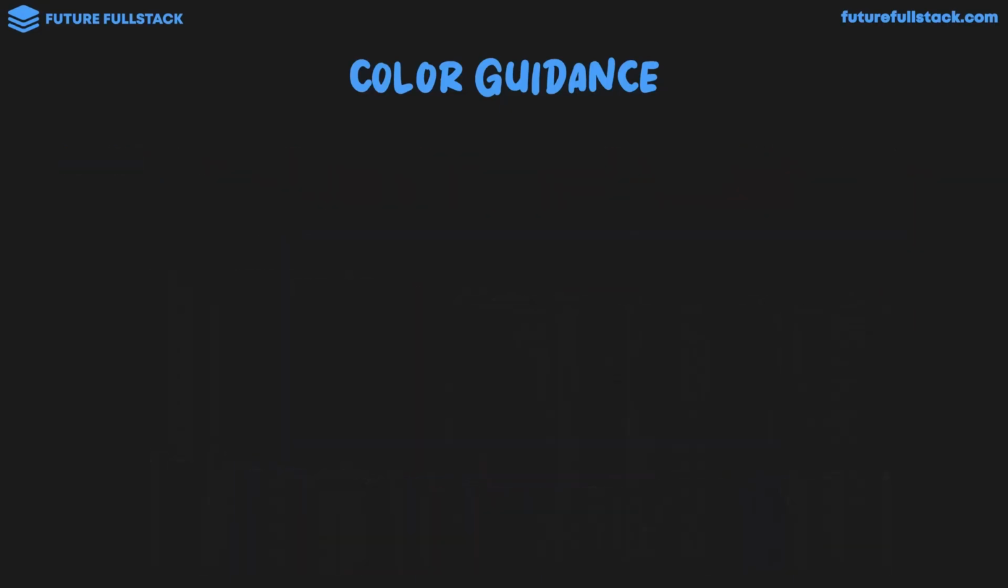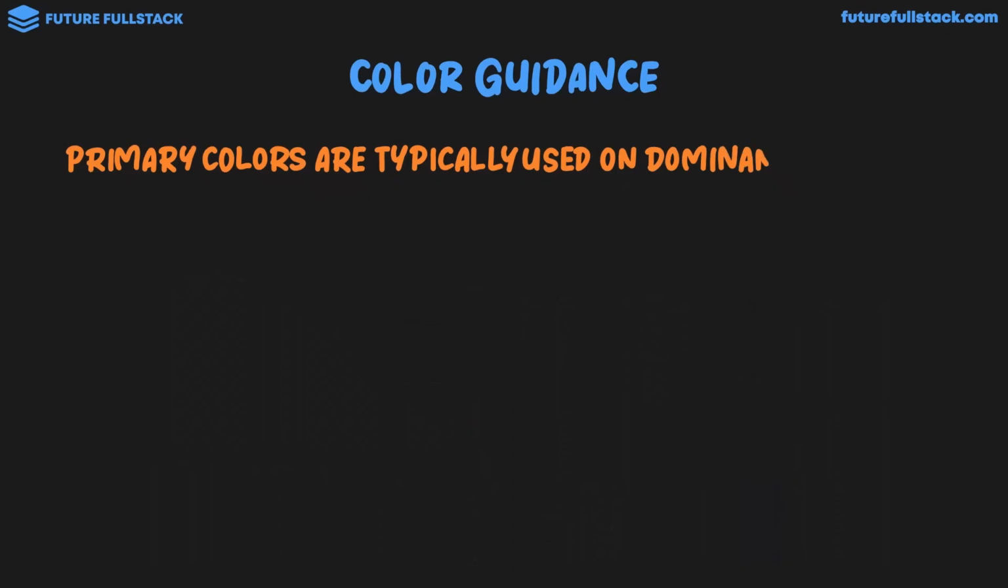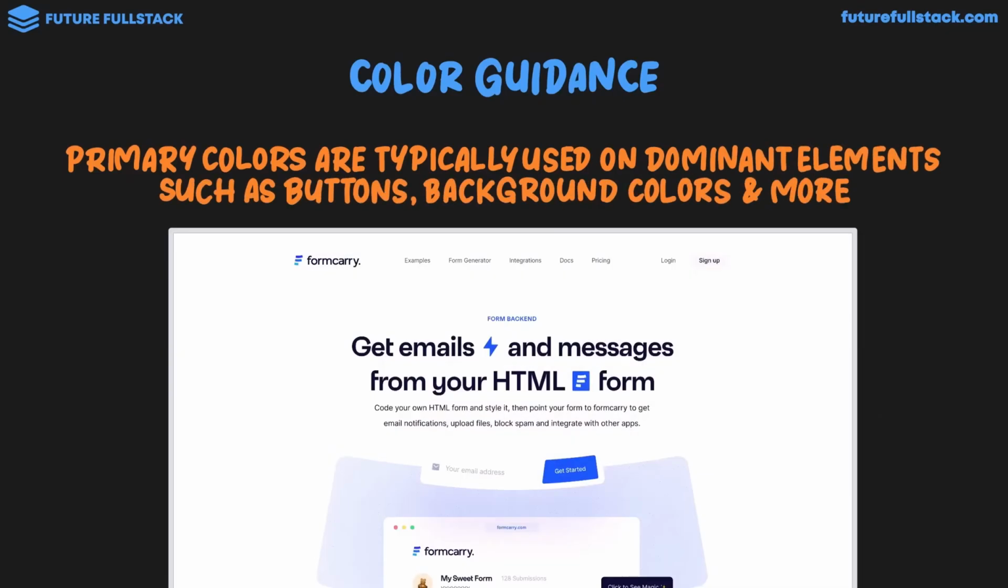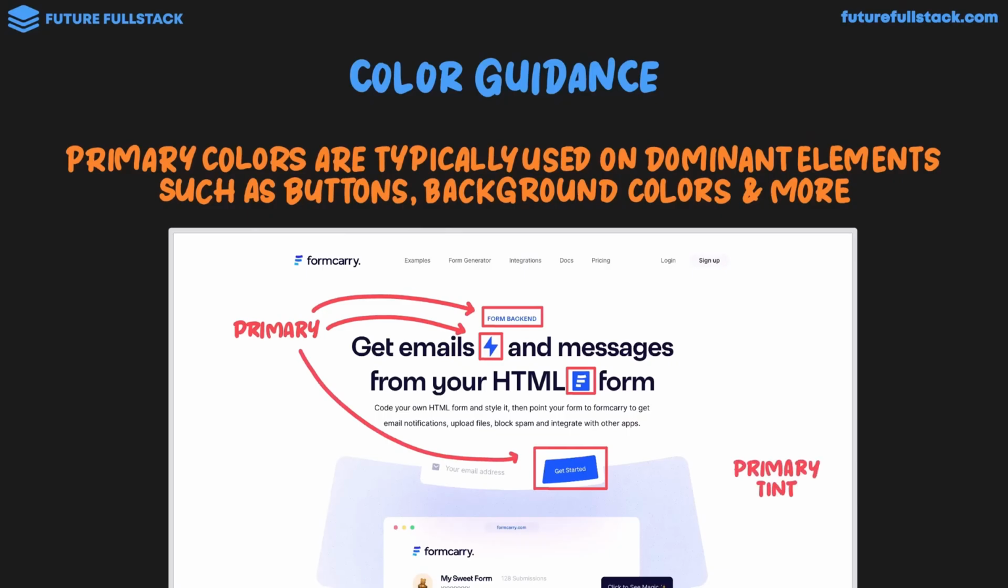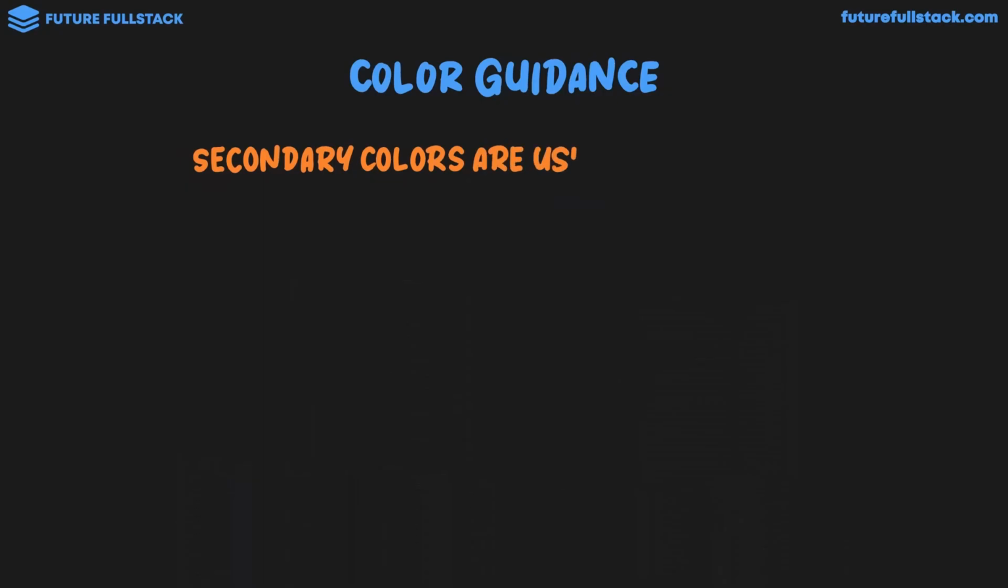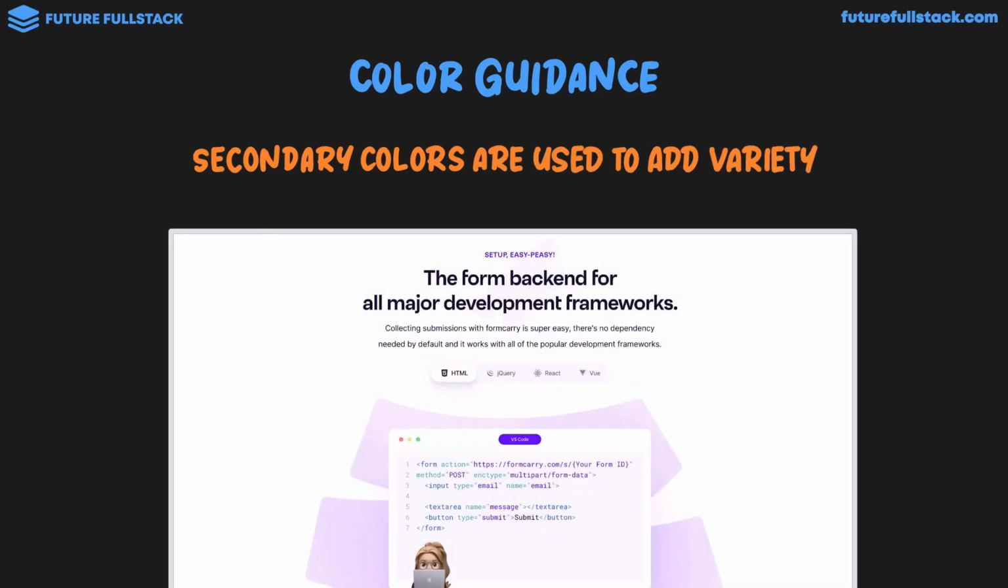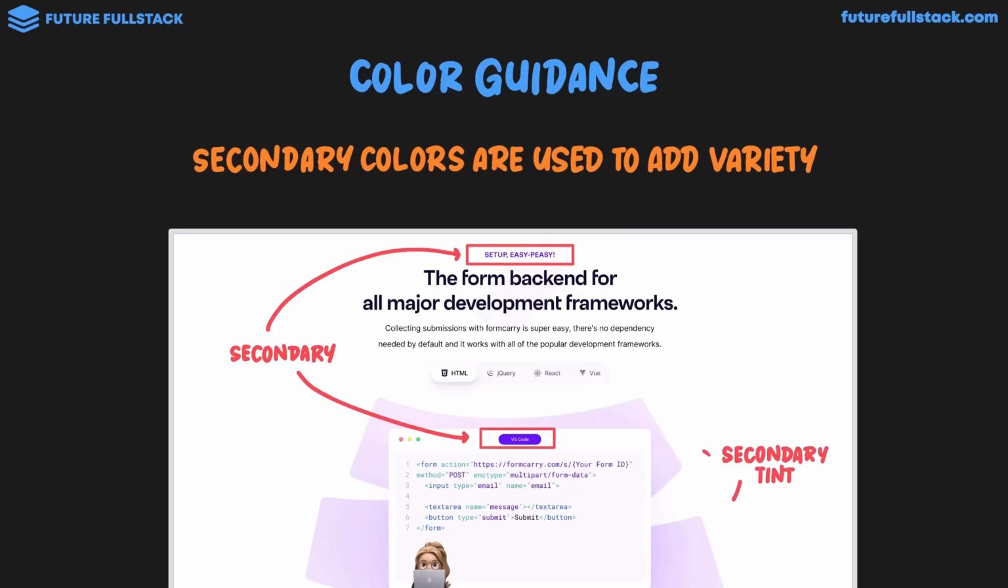As we've seen before, primary colors are typically used on dominant elements such as buttons, background colors, and more. You'll notice the primary color is being used on icons, section headings, and buttons. And a primary tint is being used as a background. Secondary colors are used to add variety. Scrolling down the page, we have a very similar section, but now they're in the secondary color. We have the section heading and imagery in the secondary color. And again, the background color is using a secondary tint.